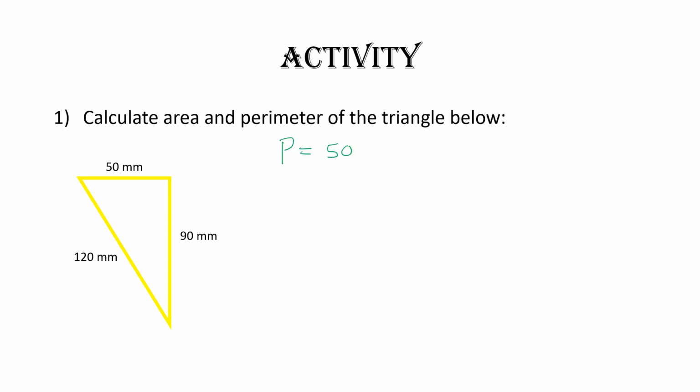Perimeter is the distance around, so it's 50 millimeter plus 90 millimeter, I said 90 but I wrote 99, plus 120 millimeter. And if I add this, let's see what I will get. So 90 and 50 should be 140, and 140 and 120 should be 260. Hope that's right. If not, don't lose trust in me because I can't add.